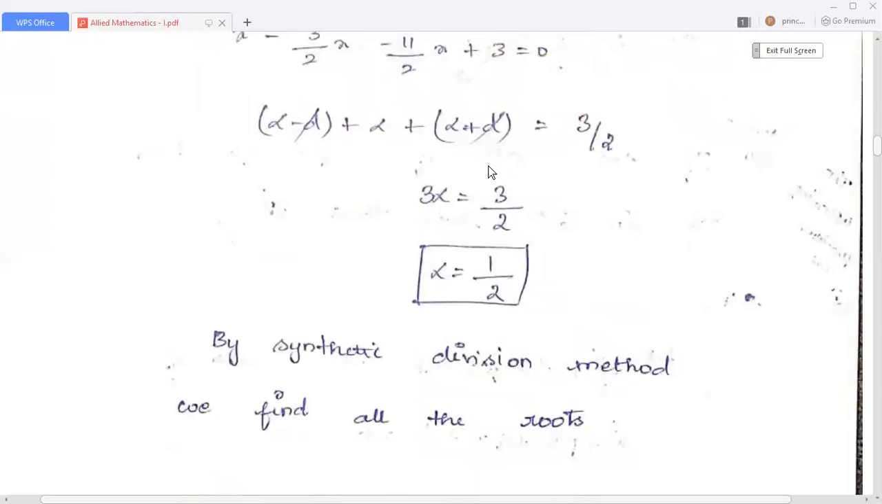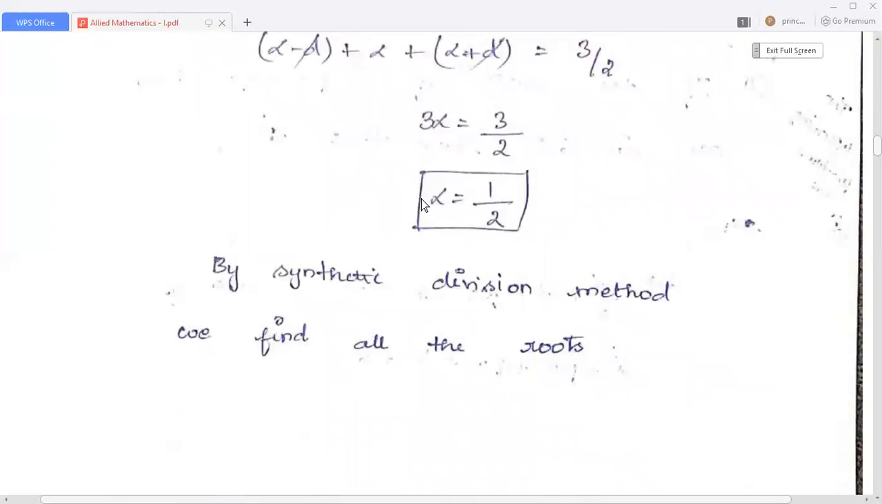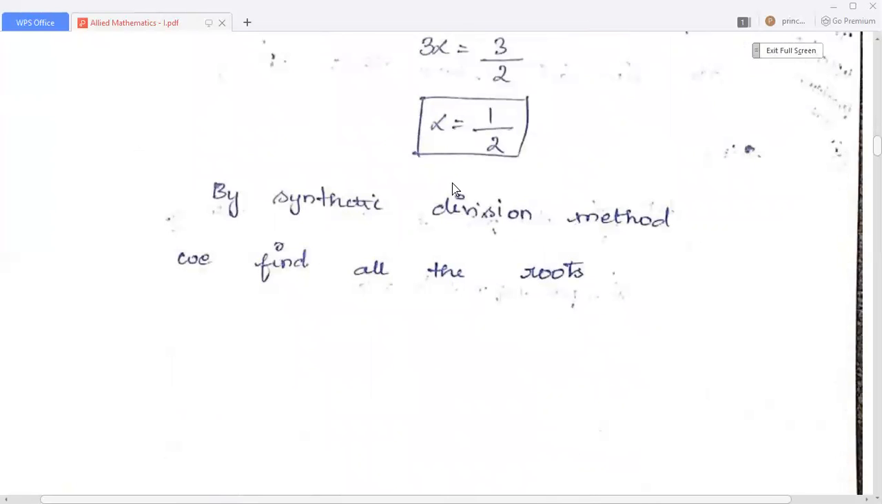Right. Now we are going to write the sum of all the roots: alpha minus t plus alpha plus alpha plus t equal to 3 by 2. So here minus t plus t get cancelled. So we get 3 alpha equal to 3 by 2. Therefore alpha equal to 1 by 2. So we have obtained one root.